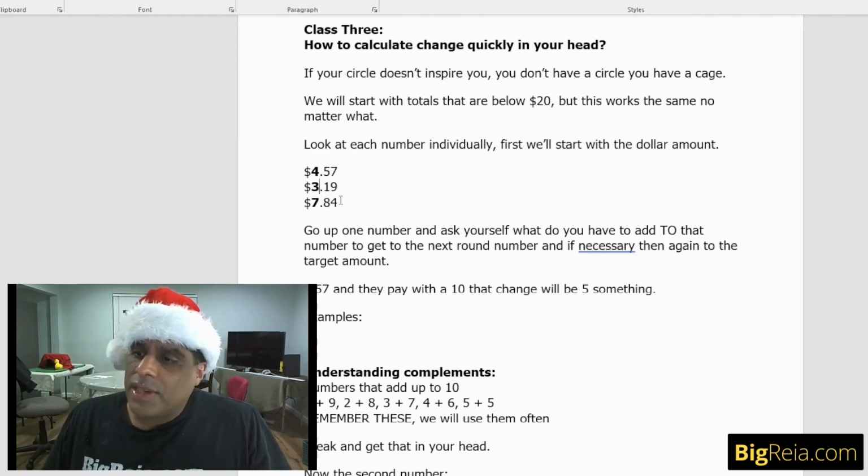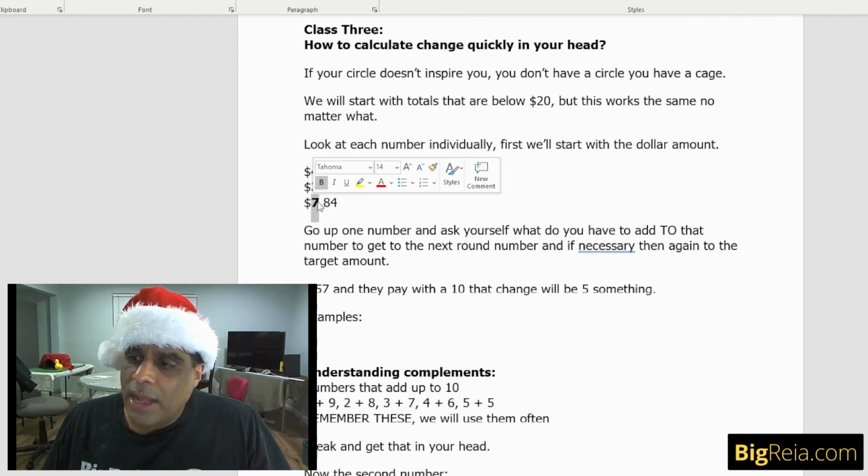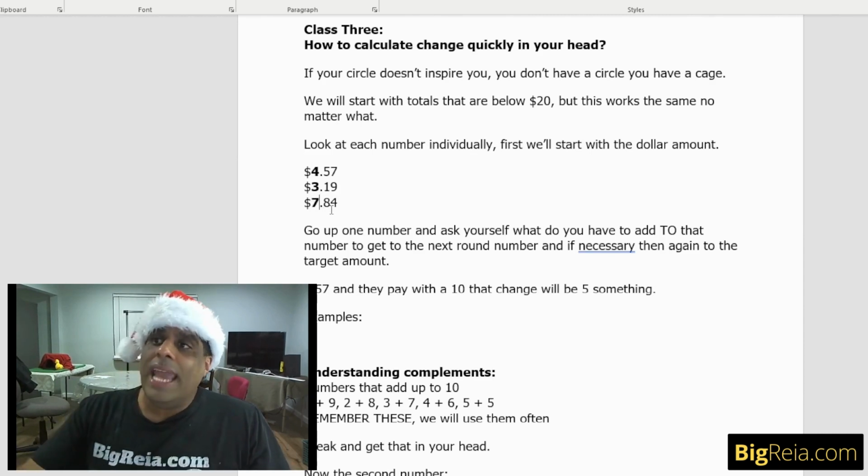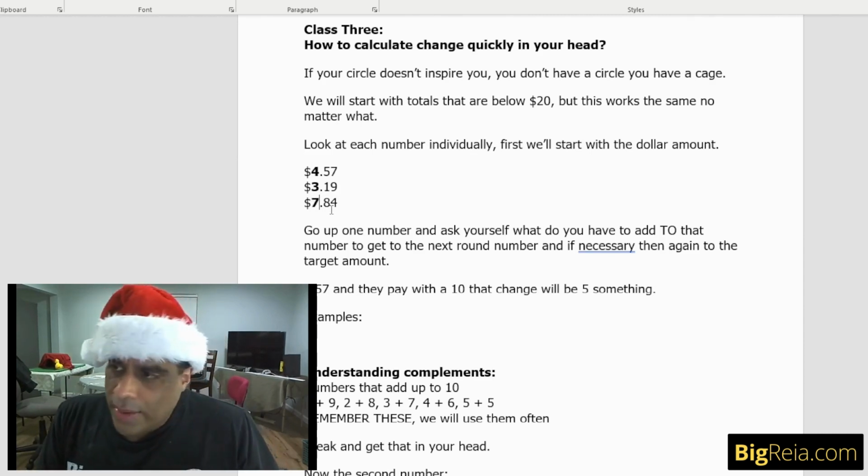Make sense? All right, let's look at the next one. $7 here. If it's $7.84, go to the next number up, which is $8. How do I get from 8 to 10? $2. And then from 10 to 20, $10. So the change is going to be $2 plus $10, right? So it's going to be $12, right?